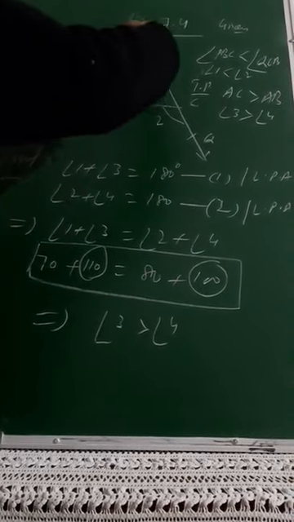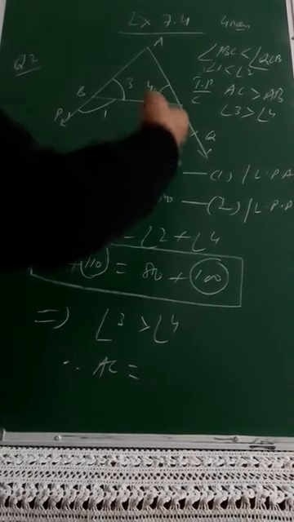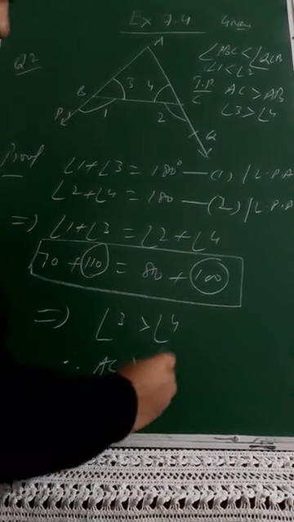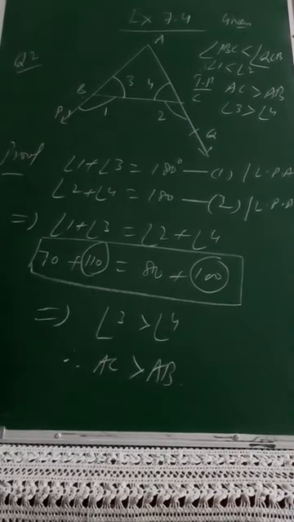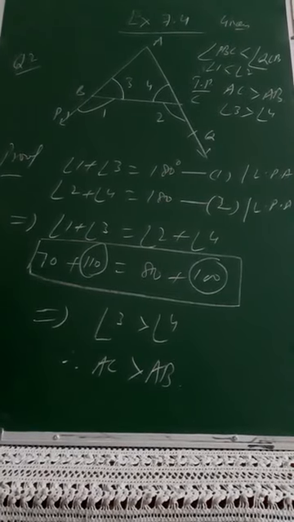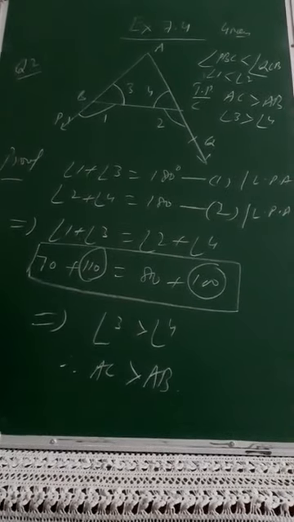So the side opposite to 3 is what? AC. And the side opposite to 4 is AB. AB is greater than side AC, which you need to prove. So hence proved. Be practical in these questions and see the key idea that I shared with you yesterday.